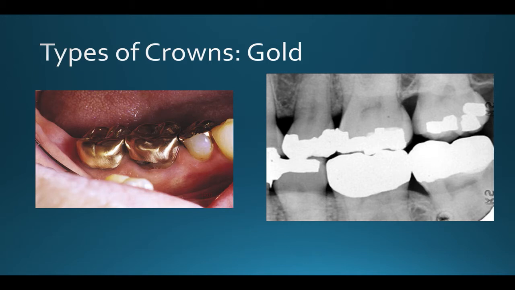The first type of crown we'll go over is gold. Not only is gold used for inlays, onlays, and foil restorations, it's also used as a crown material. A gold crown is going to appear as a large radiopaque restoration with smooth borders. A gold restoration is going to appear completely radiopaque. So unlike amalgam, it'll be nice and smooth. So here we have our gold crown, with nice smooth borders covering the entire surface of the tooth.